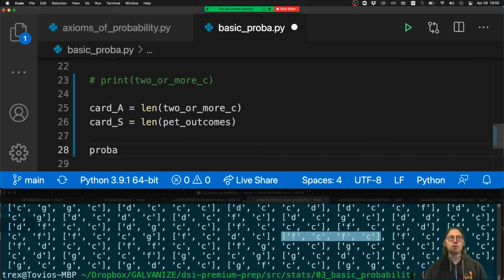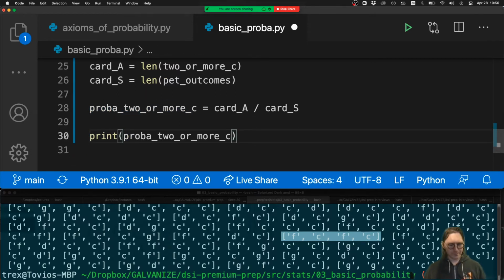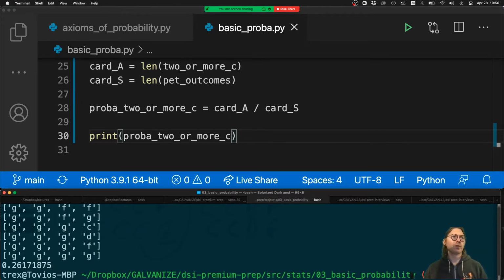So the probability of 2 or more cats, this isn't a great name. I'm not trying to encourage you to use this kind of naming convention exactly. It's not too bad, but just trying to illustrate this in plain language. It's just the cardinality of A over the cardinality of S, which we can just print out once we have it, right? So what is that? 0.261, basically 0.2612.